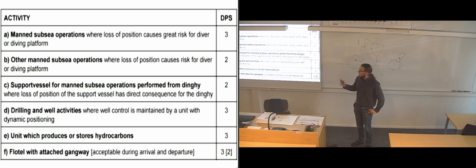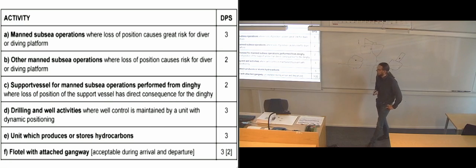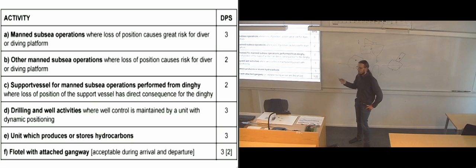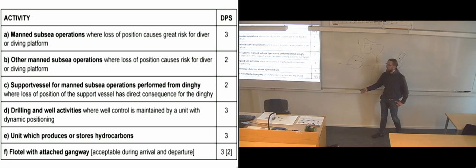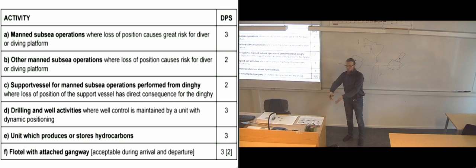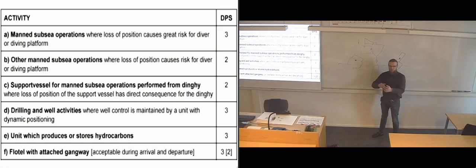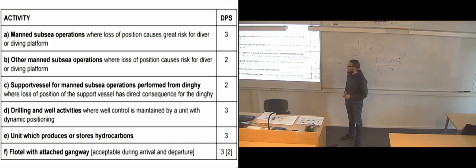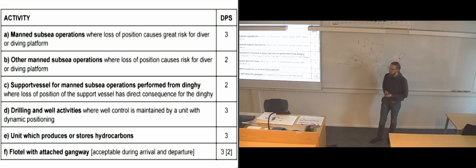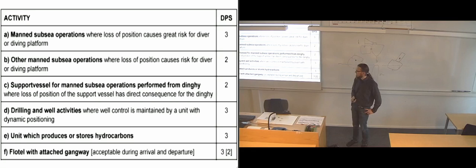A support vessel for a manned subsea operation performed from a dinghy, so a very small boat, where the loss of position of the support vessel has a direct consequence for the dinghy. So you have personnel out in this small, basically a raft, performing some work, and you might actually just run them over with the ship if you lose your position. So then you need a 2, so you need to have some backups in place.